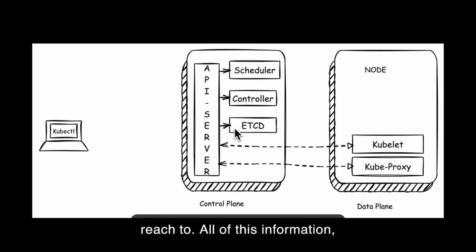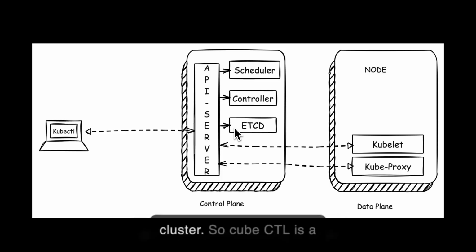All of this information, your permissions, will be stored in the kube config file, and kubectl will read it. It understands, okay, this is the cluster I want to talk to, and it will start communicating with your cluster. So kubectl is a command line utility for you to talk to your cluster. This is how the communication happens.